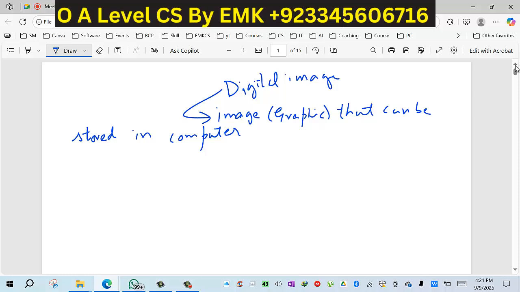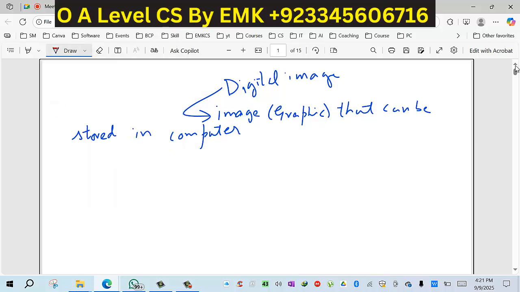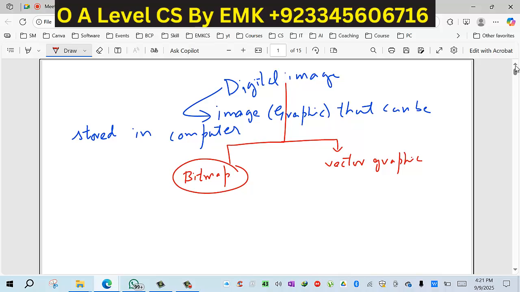So we have two different types of digital image. हमारे पास दो टाइप्स के डिजिटल इमेज होते हैं. अगर हम बात करते हैं सबसे पहले बिटमैप की, बिटमैप और वेक्टर graphic. Bitmap and vector graphics are two types of image that we are going to discuss in this topic. ठीक है, तो सबसे पहले हम बिटमैप की बात करेंगे. बिटमैप इमेज आपका वो इमेज होता है whose building block is a pixel.